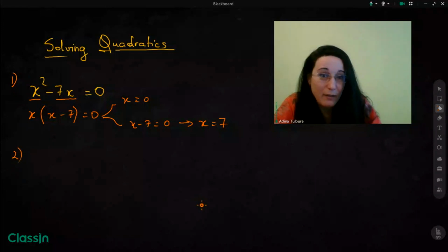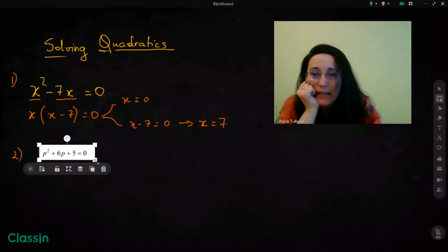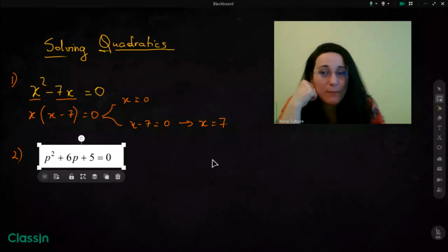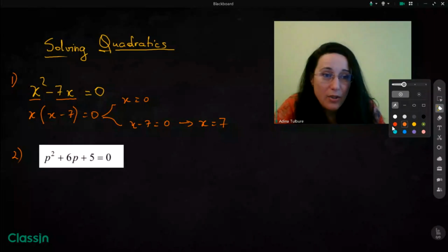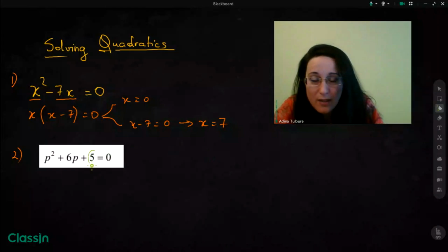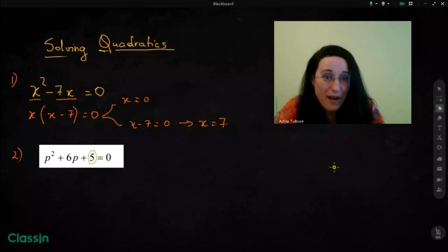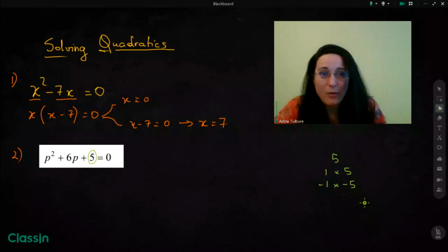The next level of factorizing a quadratic, let me give you another example, is this one. When you have something like this, it states that p squared plus 6p plus 5 equals 0. So what you need to do now is look at the constant here, this 5, and think about some factors of 5. So 5 could be equal to 1 times 5 or to minus 1 times minus 5. Because 5 is a prime number, actually, there are no other factors of 5.